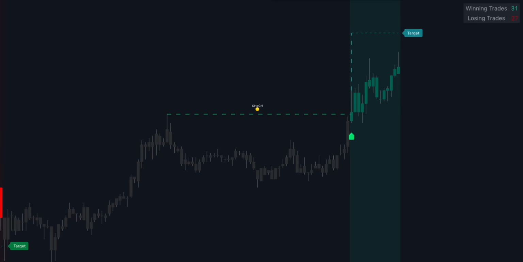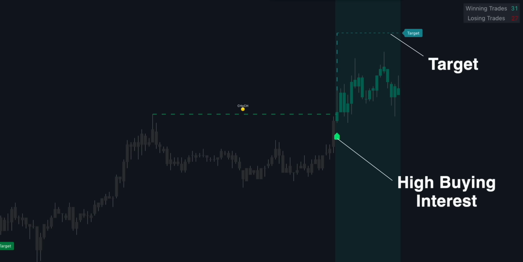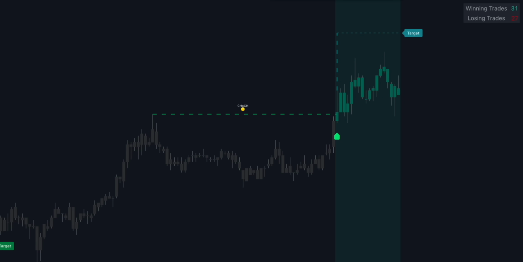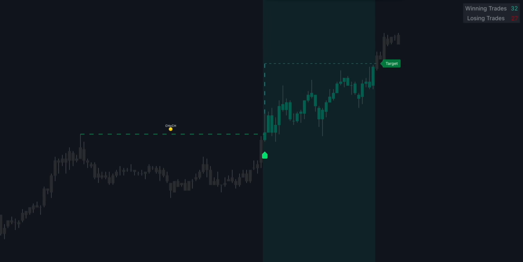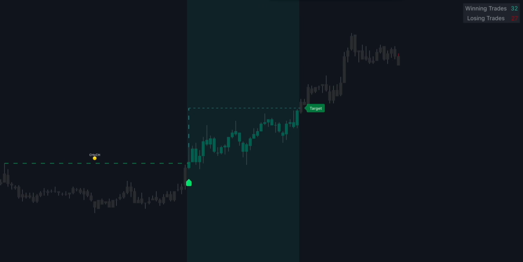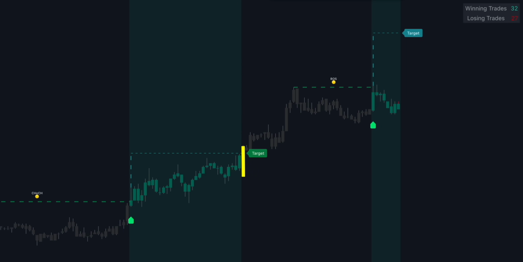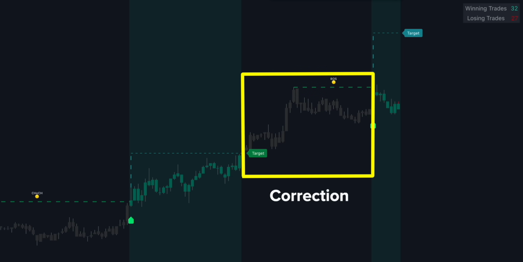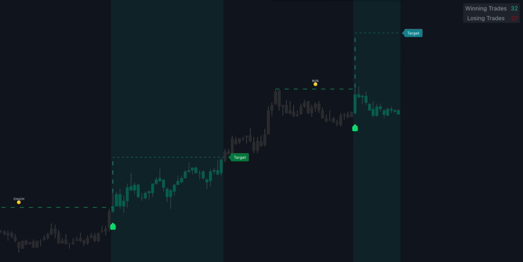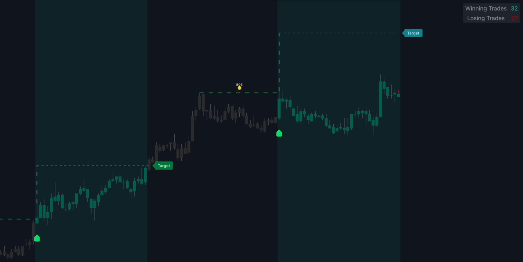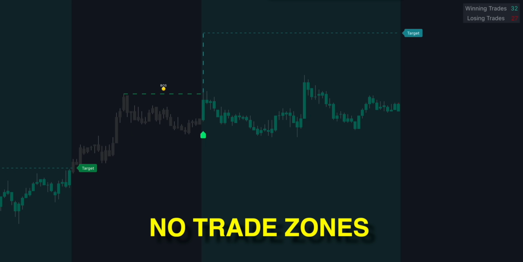Imagine if you had a tool that showed you where big players put their money so that you can do the same and profit just like they do. Well, today is your lucky day because in this video, we will share with you the best smart money concepts indicator on TradingView platform. This tool shows areas of high buying and selling interest as well as consolidation zones. In other words, no trade zones.